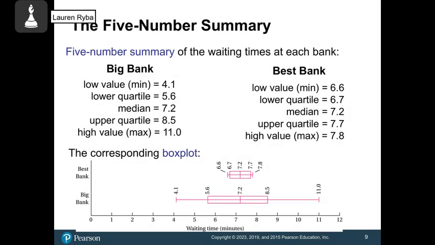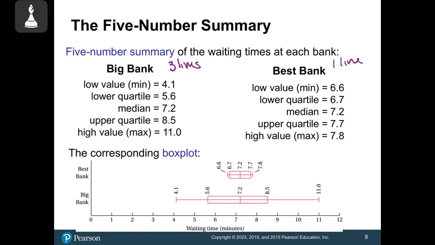Going back to the bank data, Big Bank was the one that had 3 lines, and Best Bank was a single line. So what we have here is the 5-number summary. The smallest or the shortest that anyone had to wait was 4.1 minutes. The largest someone had to wait was 11 minutes. And then we divided into all the different groups.